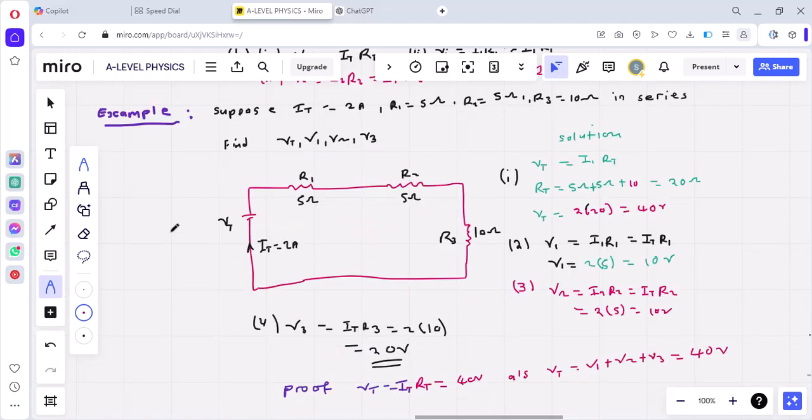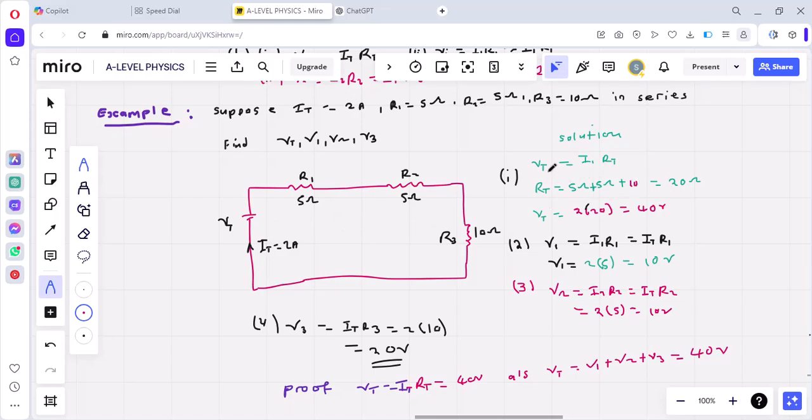So here is an example. Suppose resistor 1 is 5 ohms, resistor 2 is 5 ohms, and resistor 3 is 10 ohms, and the total current through the circuit is 2 amps. What will be the total voltage across all these resistors? That is VT. How do we compute for VT, or total voltage, as applied by the battery there?